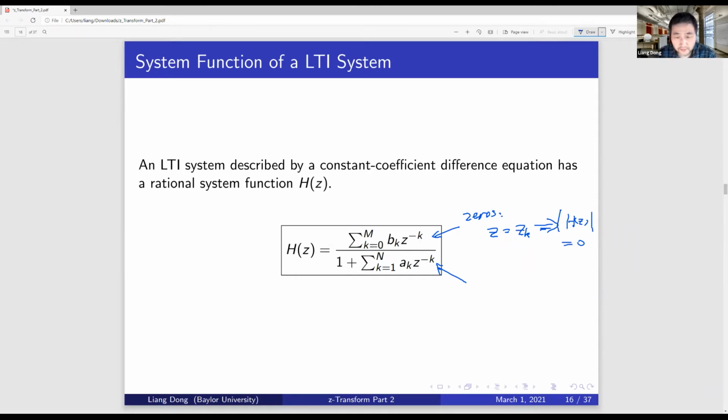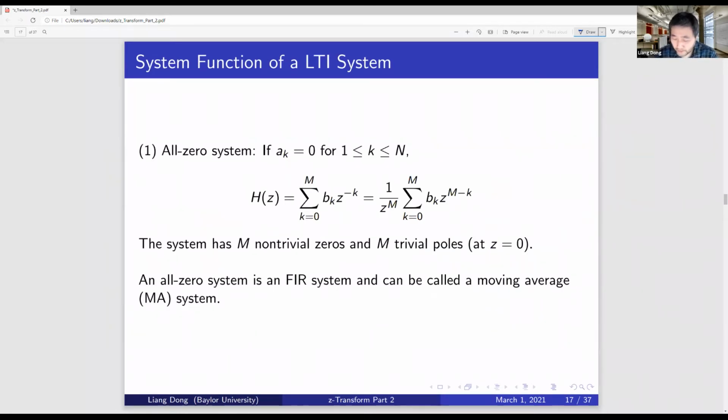And when we examine the denominator, we find some poles. A pole is defined as z equal to p sub k. If I take z at those numbers, which are the roots of the denominator polynomial, then H(z) goes to infinity, so H(z) is infinitely large. So in general we have both zeros and poles in a rational system function.